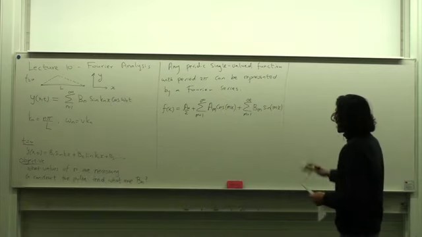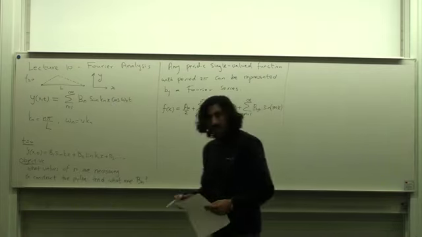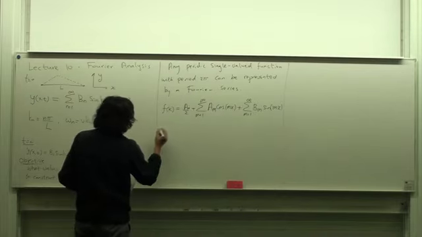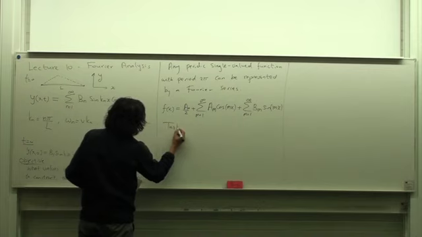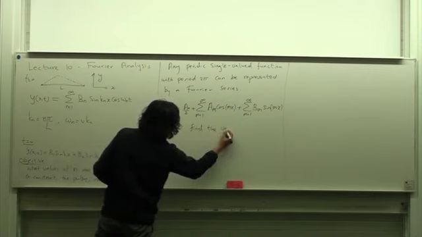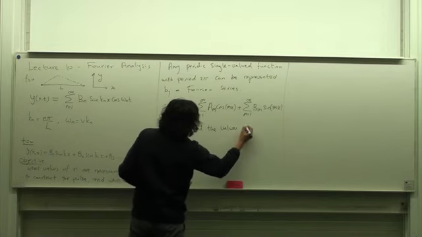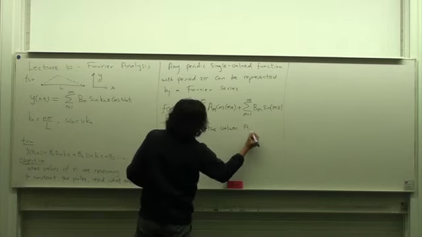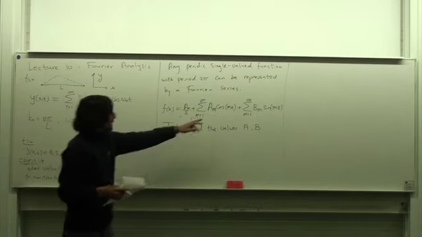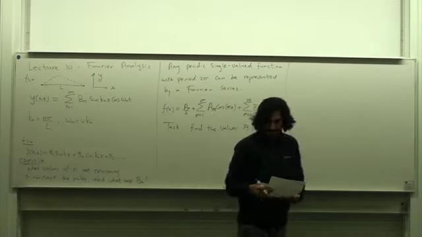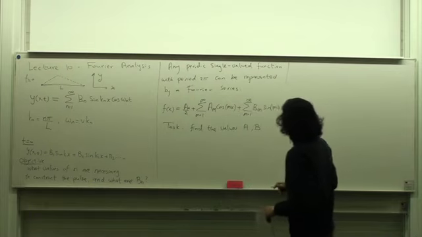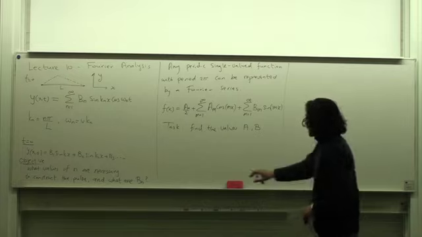Okay, so our task now is to find the values for a and b. So all am and a0 and bm. To do that, we make a few steps.